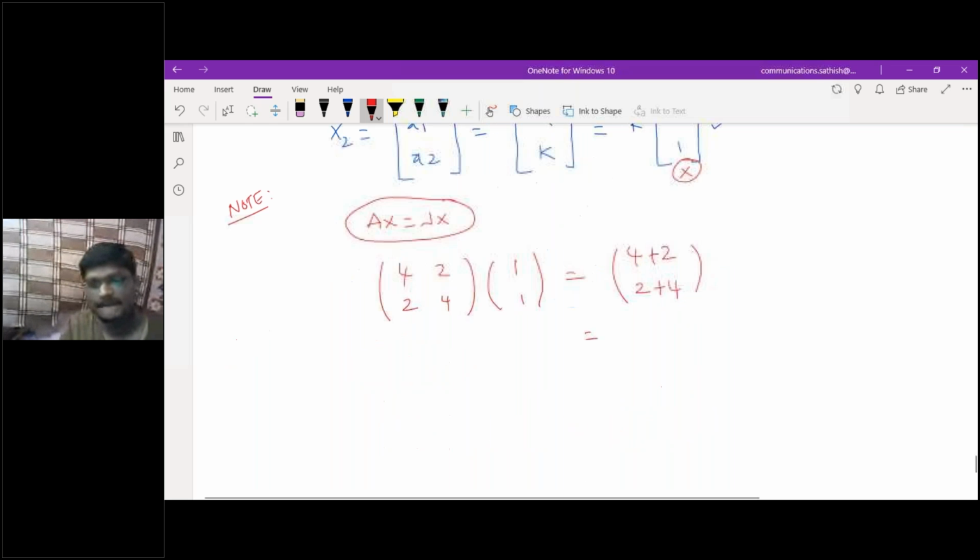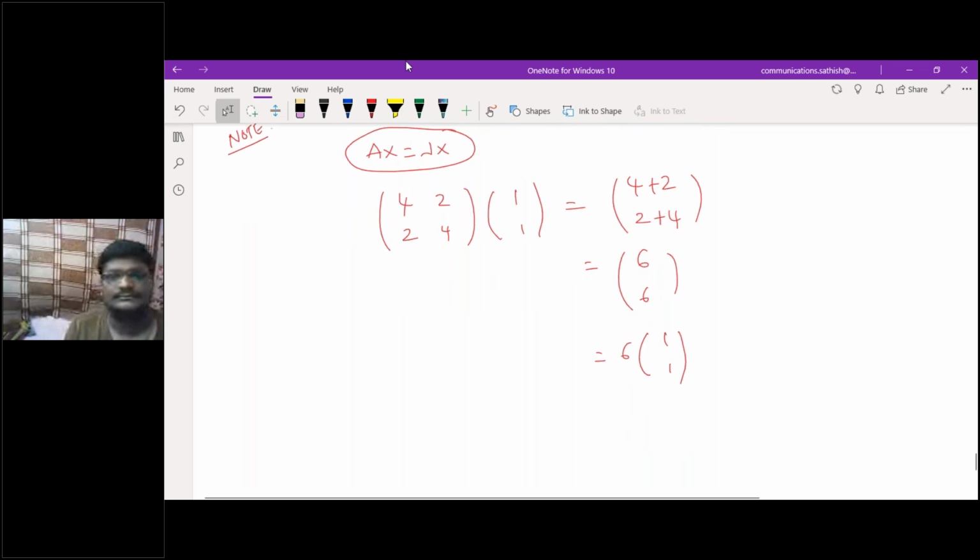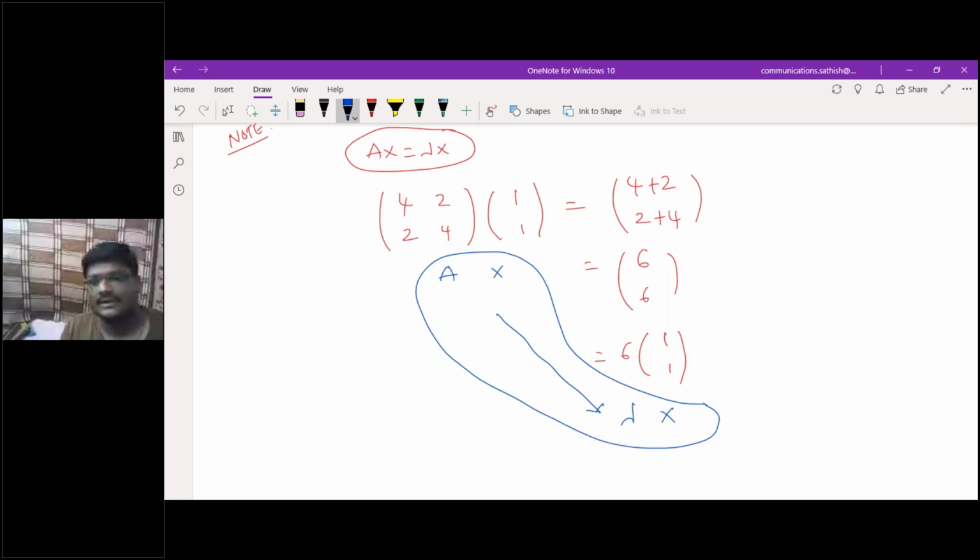Which is how much? 6, 6. Yeah. From this, if I take 6 as a common, what will I get here? 1 and 1, or not? Yes. Lambda x. So this is what my A into x. Again, this is satisfying this condition, the definition, or not? Yes, sir. Actually, this is the process.